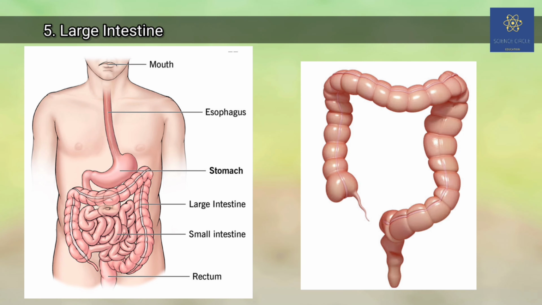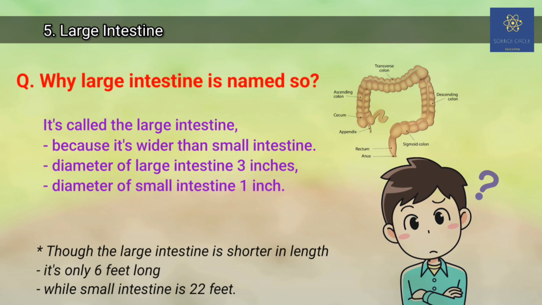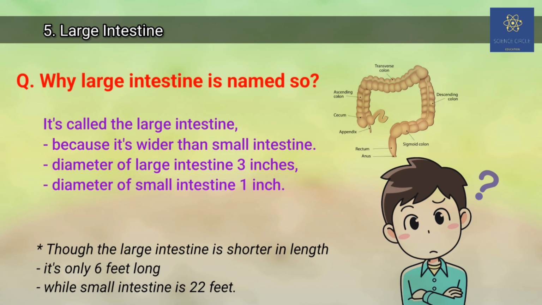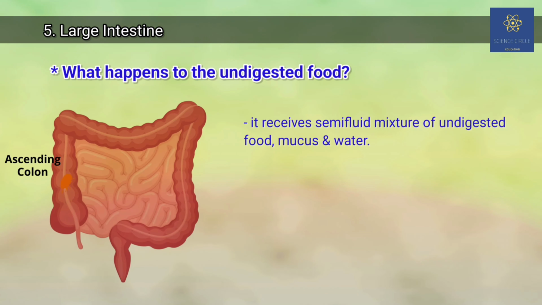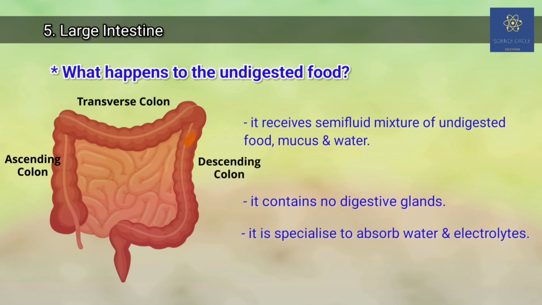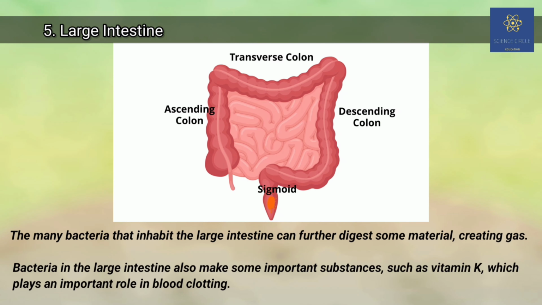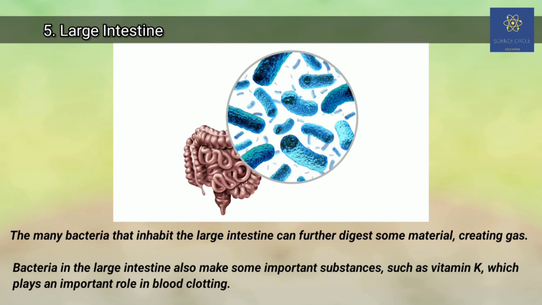The distal part of the alimentary canal is the large intestine, which is 1.5 to 1.8 meters long and 4 to 6 centimeters in diameter. It receives a semi-fluid mixture of undigested matter, mucus and water. The large intestine does not contain any digestive glands. It is specialized to absorb water from the slurry of the undigested matter to form a semi-solid fecal matter. Bacteria present in the large intestine produce vitamins K and B, which are absorbed here.